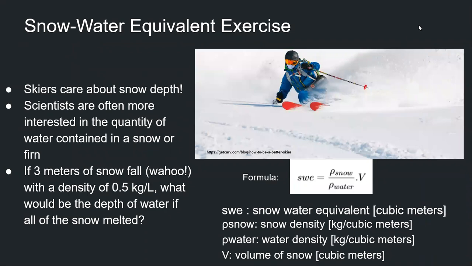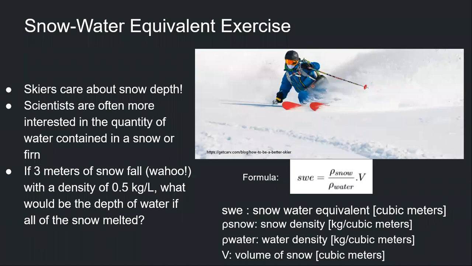Now let's go through this exercise. In this exercise, we just had a fresh snowfall, and we want to know how much water is in our snowpack. If we melted all of that snow that we have, how much water would it represent? So you are either a skier or a glaciologist, and you're super lucky because there was a 3-meter snowfall that just fell on the mountains. And luckily, you know that the density of this snow is 0.5 kilograms per liter.